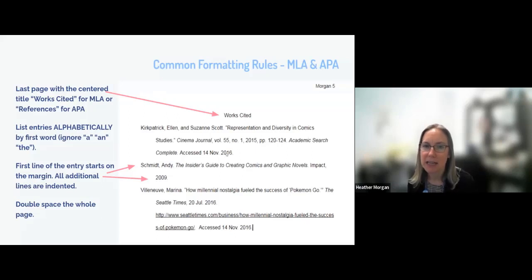On both MLA and APA, everything is double spaced. You double space the whole page. Notice that the first line of your citation begins on the margin and any additional lines with that particular entry are indented, okay? And notice that all of your entries are listed alphabetically by first word, okay? This is common for APA or MLA. That is how you cite them, unless your instructors asked you to do something different, but this is what you should be doing for MLA and APA.